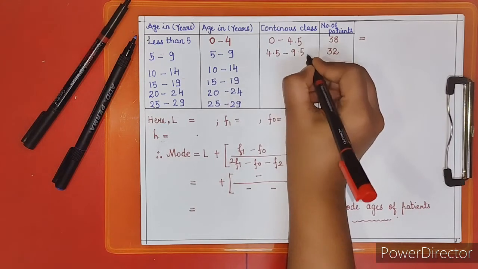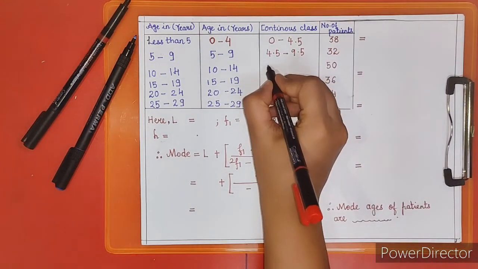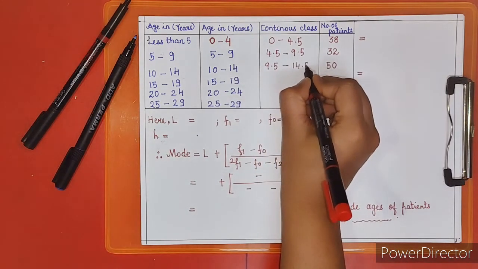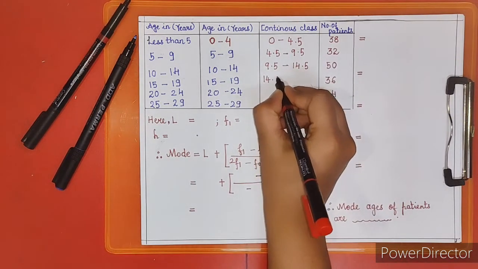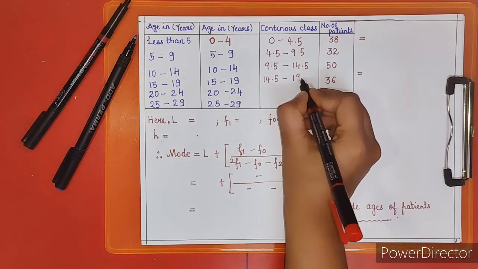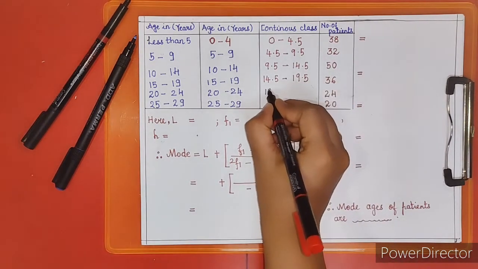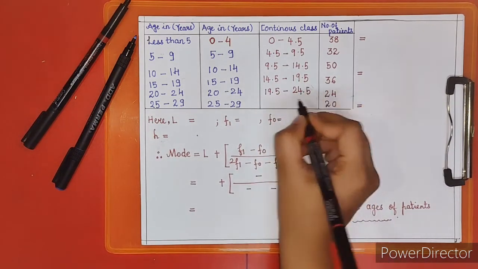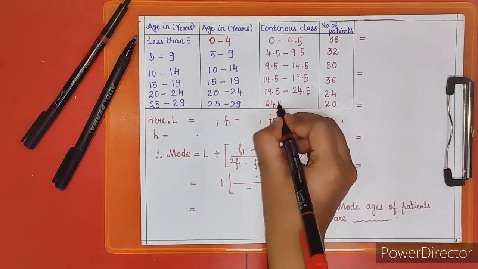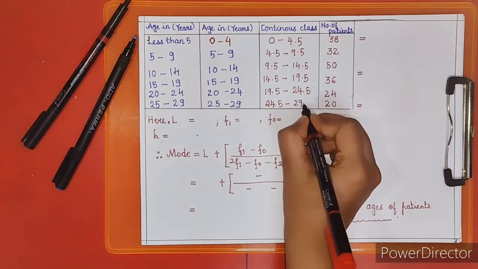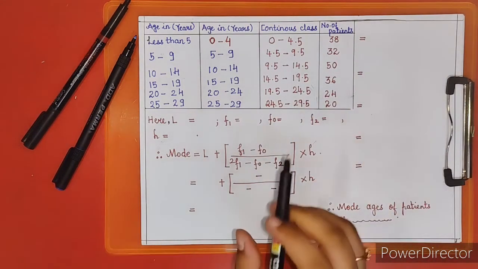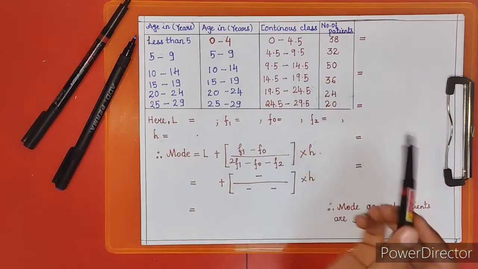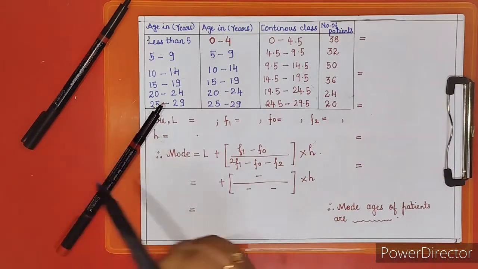Once you get 1 or 2 classes, you can write the other classes in continuation. It will be 9.5 to 14.5. Here 14.5 to 19.5. 19.5 to 24.5, and the last class is 24.5 to 29.5. Okay, so when the class is not continuous, you have to make 3 vertical columns, and when the class is continuous, you have to make only 2 vertical columns.